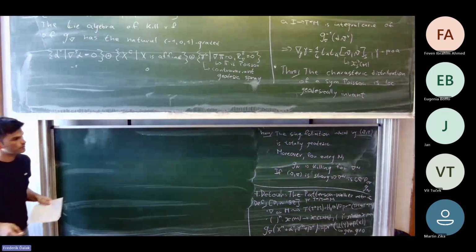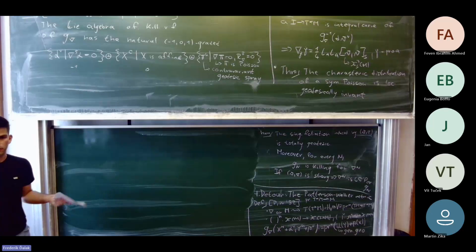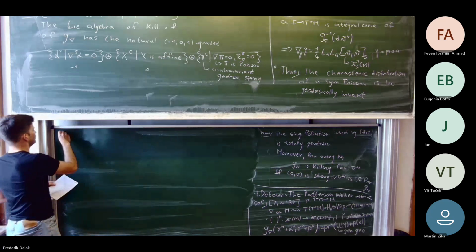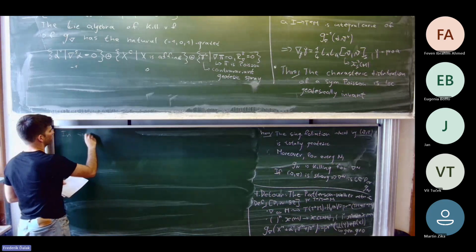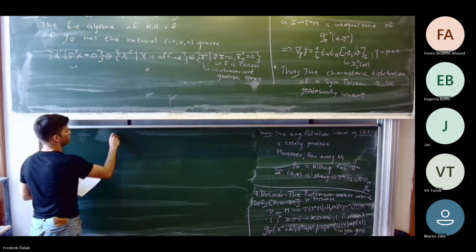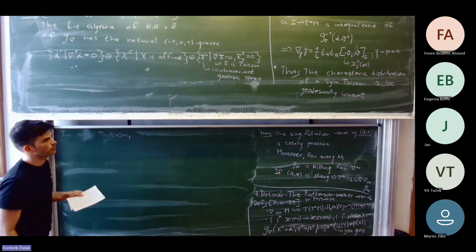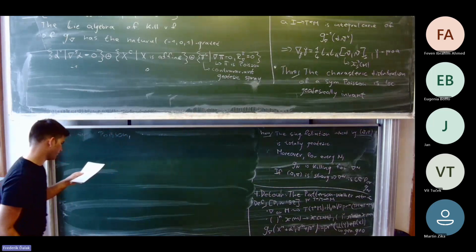Okay, and you know that in pseudo-Riemannian geometry there's a very well-known property: when I have a geodesic, its squared speed is conserved along the geodesic. And in symmetric Poisson geometry we have a similar statement. It's a kind of continuation of the theorem.